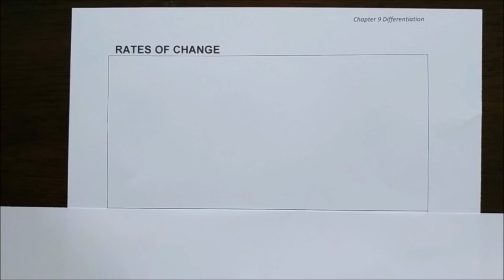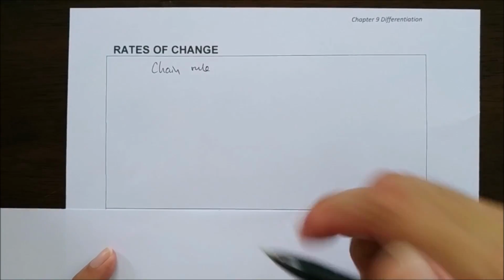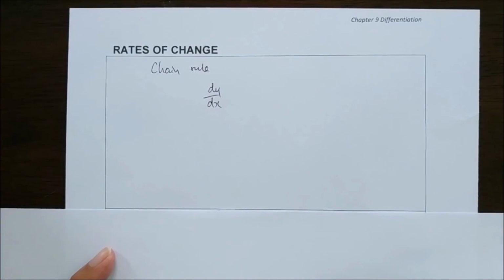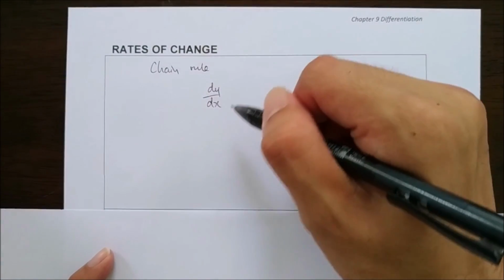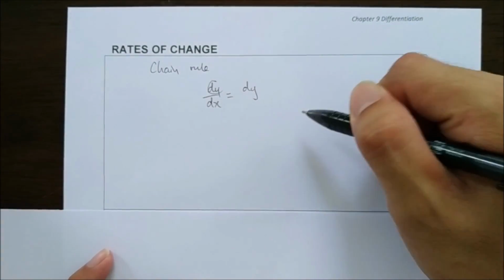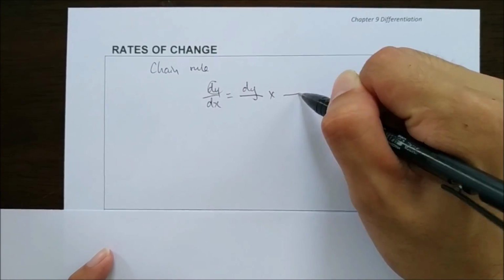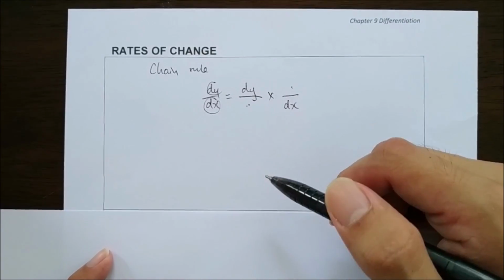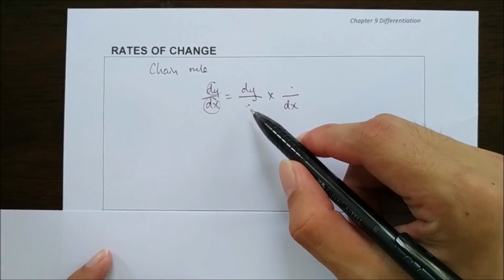Hi everyone, we are now in Form 4 Additional Maths, Chapter 9 Differentiation, where we are looking at the part rates of change. So before we start, we need to look at the chain rule, where we learned that any derivative of y with respect to x, dy/dx, we can also write in the form of dy over dt, multiplied by dt over dx.